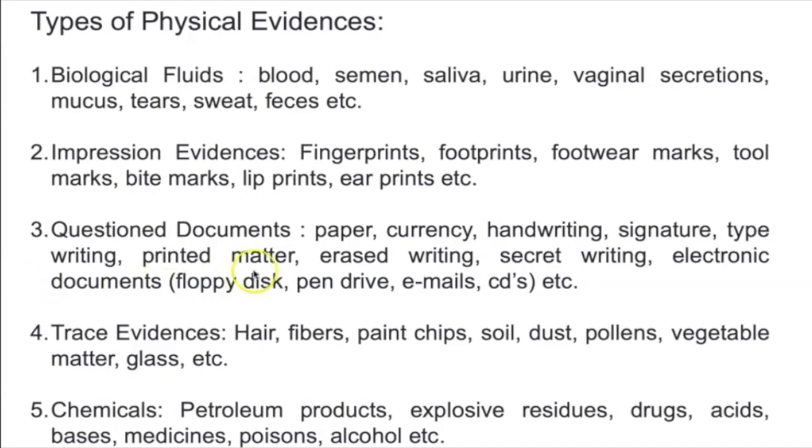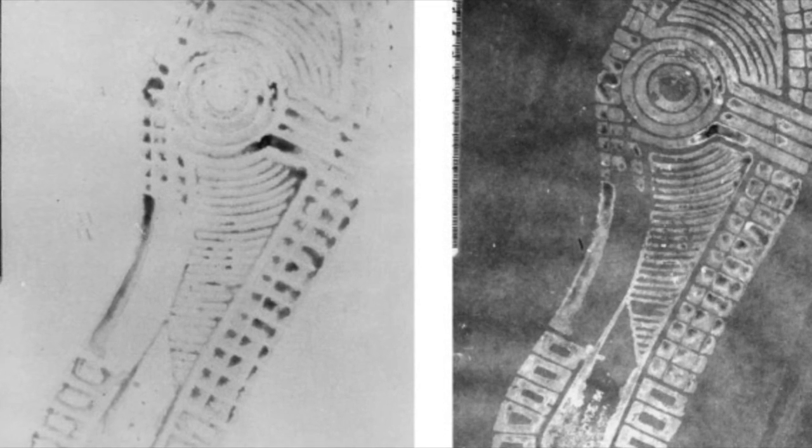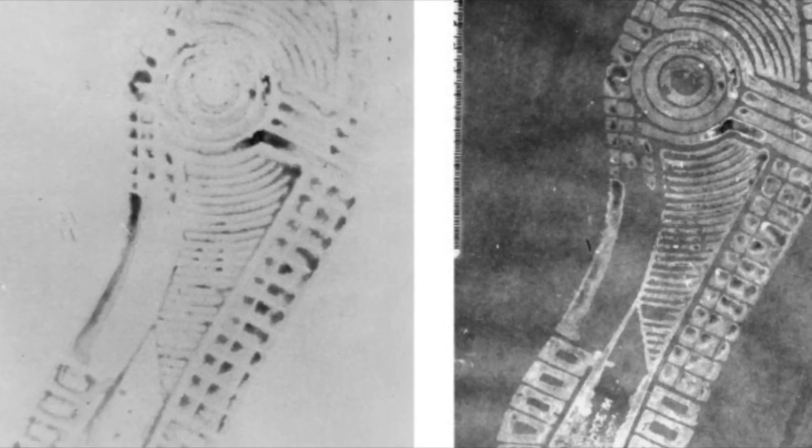And next is the trace evidences. They are found in minute traces. Means you may overlook them if you are not careful on the crime scene, like hair, fiber, paint chips, soil, dust, and they are as important as the other evidences. Let's say the soil on the footwear can identify an individual like the DNA. Okay, so be aware of these trace evidences as well.